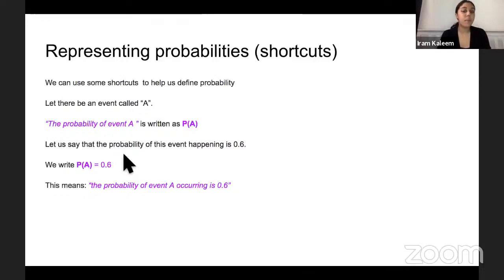Let's say the probability of this event A happening is 0.6. So we'd say that P of A is equal to 0.6. If we translate this statement, P of A is equal to 0.6, it means the probability of event A occurring is 0.6.